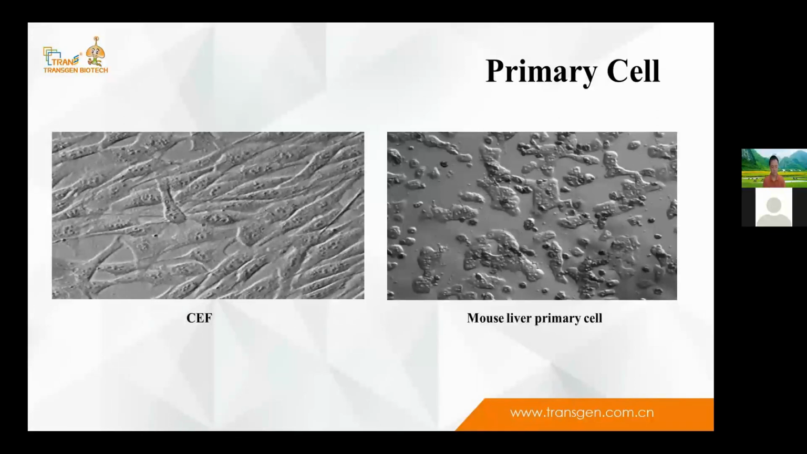Here, we will show you some cell images. The first one is primary cells. The left one is CEF, which means chicken embryo fibroblast cells, and the right one is mouse liver primary cells. These cells are generated from live organisms, from animals, but they will not survive many generations. Maybe ten passages will destroy the whole system. So primary cells have just a very short lifetime.